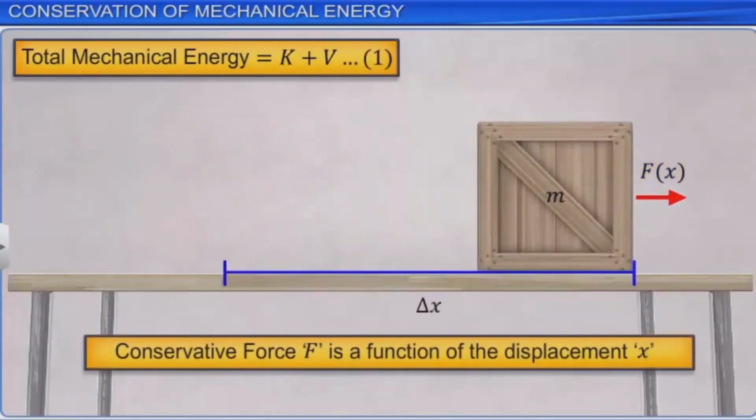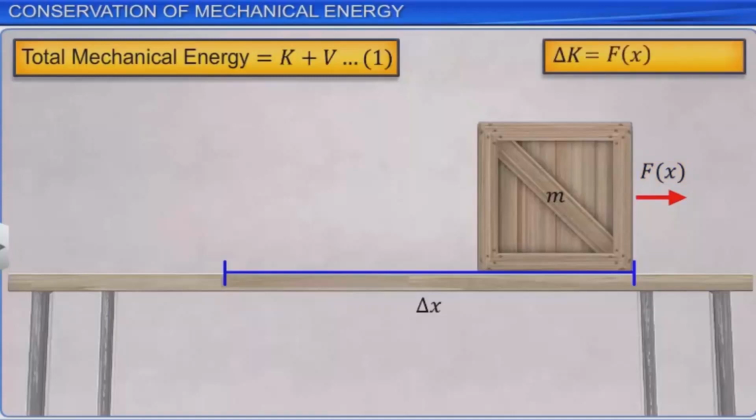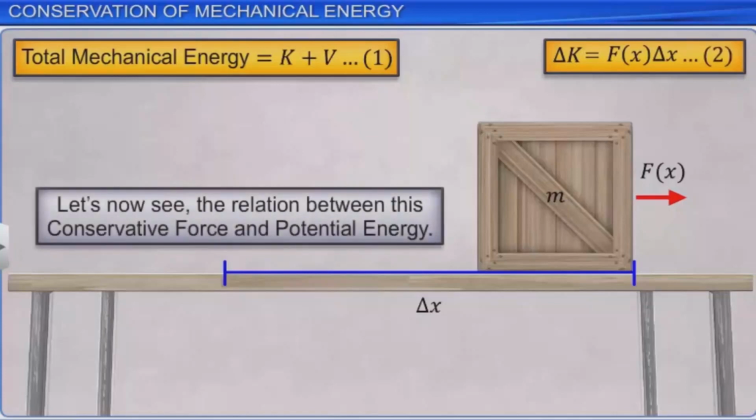If a body is displaced due to a conservative force F, which is a function of displacement X, then from the work energy theorem, the gain in kinetic energy is related to the work done by such a conservative force F of X and is denoted by the equation delta K is equal to F of X into delta X. Let this be equation 2.